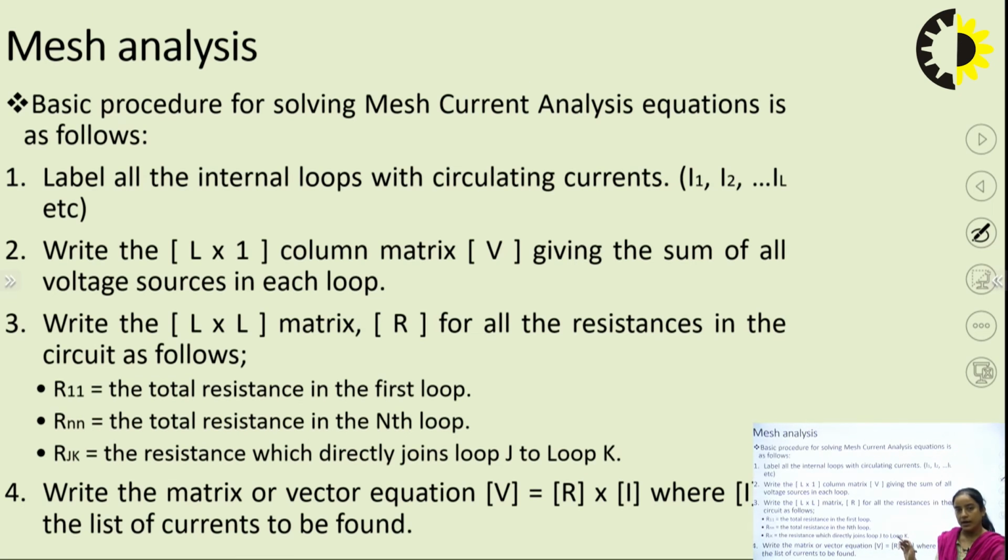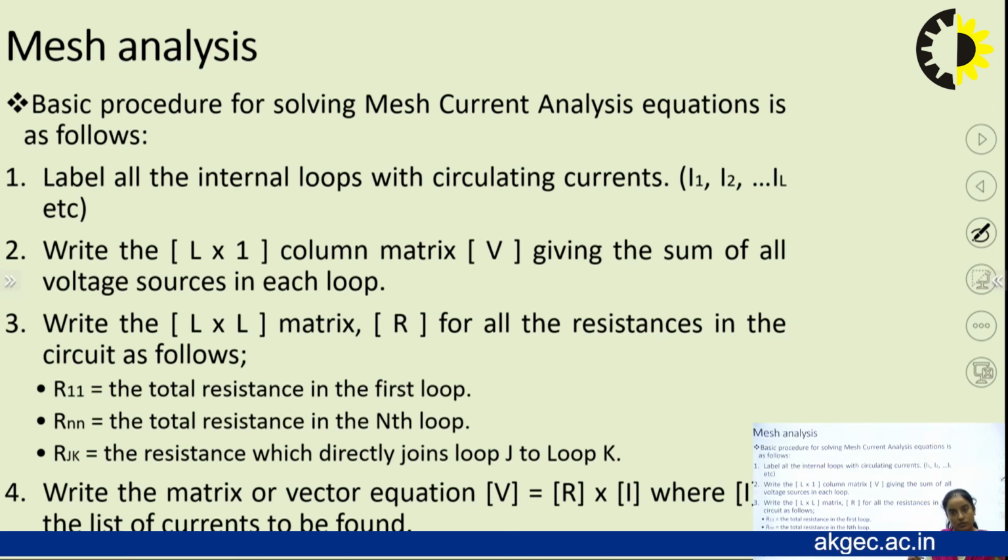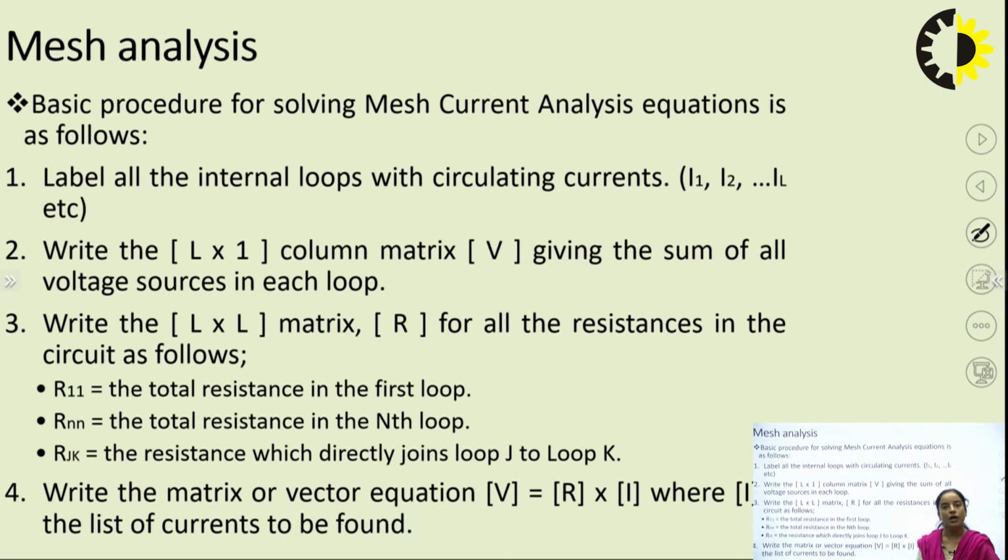R11 up to Rnn, so R11, R22, R33 and Rnn, these are the total resistances of the individual loops. Suppose we need to write R33, that means the total resistance in the third mesh. Then RJK, R12, R21, R23, these are the resistances adjoining the two meshes. Suppose you have to write R23. What is R23? R23 is the resistance which is directly joining mesh 2 and 3. So the matrices will be written.